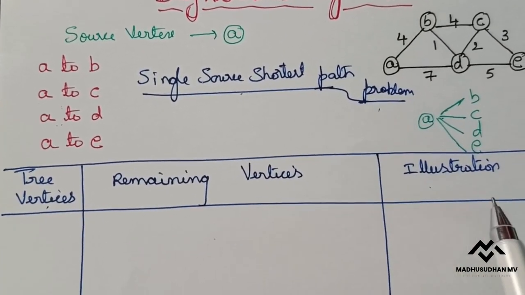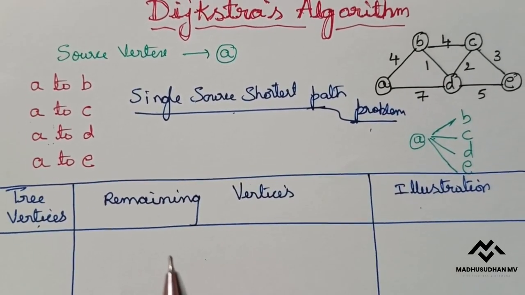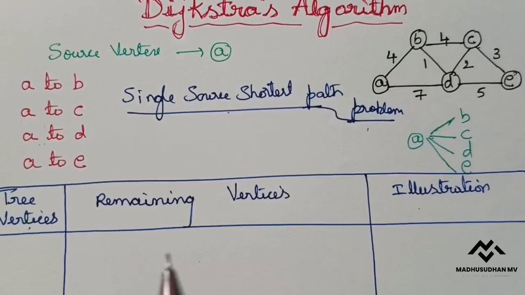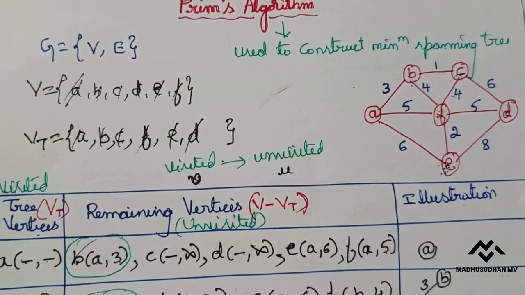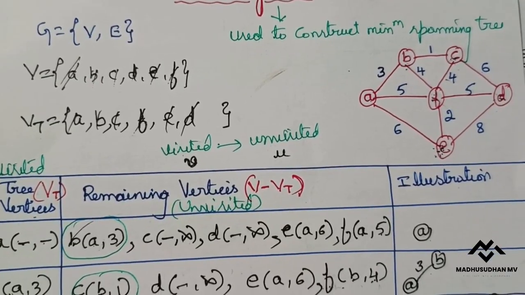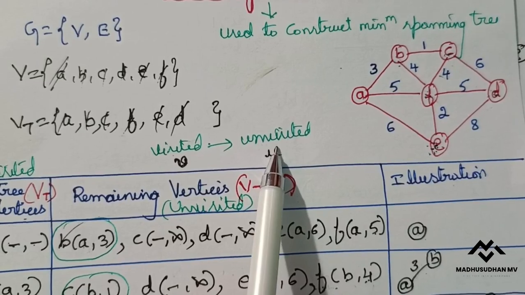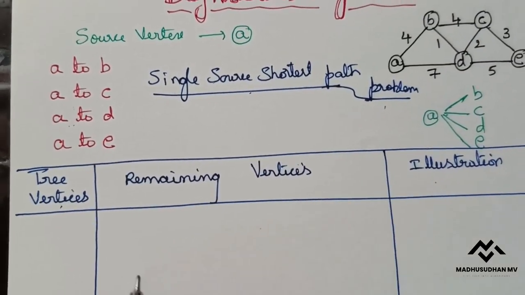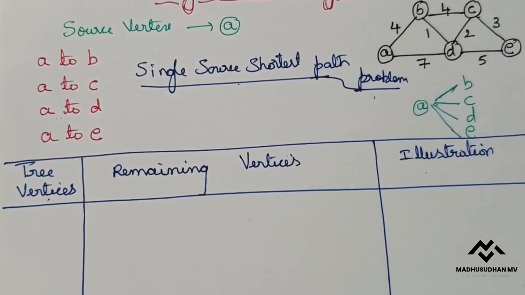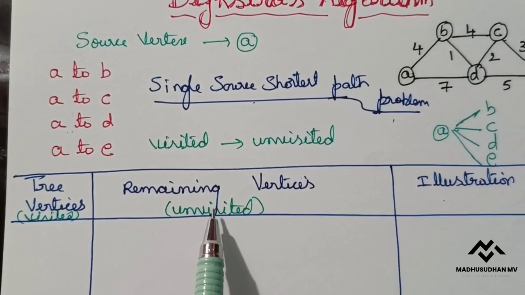This is exactly the same as Prim's algorithm. In Prim's algorithm, which we discussed in my previous video, part 32, we always moved from a visited vertex to an unvisited vertex. So here also we are using the same concept. Always we will move from a visited vertex to an unvisited vertex. So my tree vertex is my visited and the remaining vertex is unvisited.